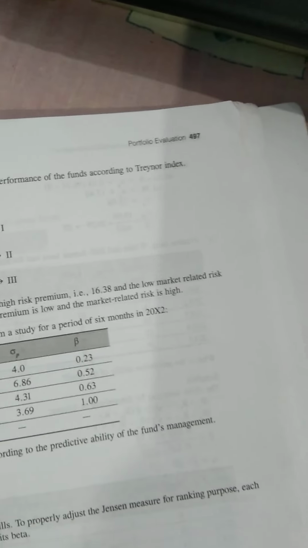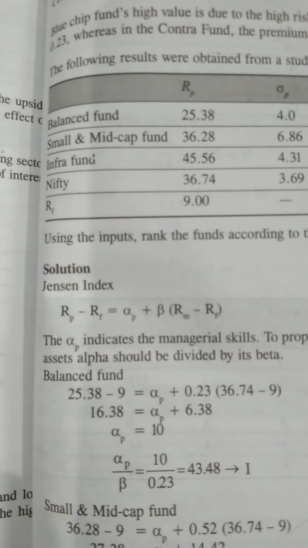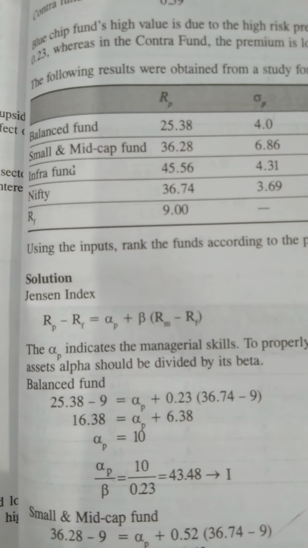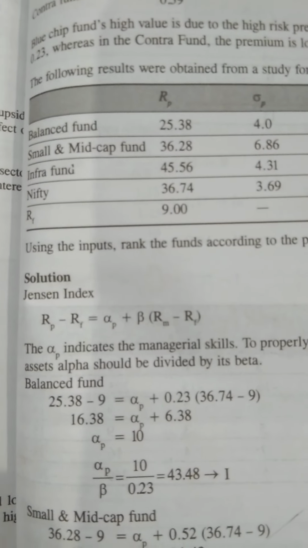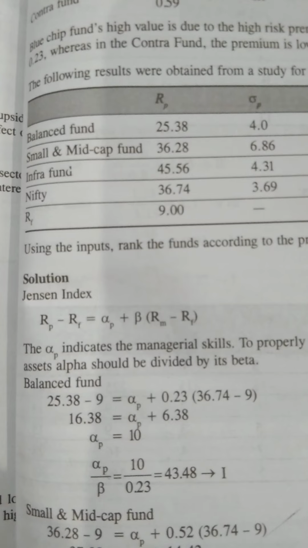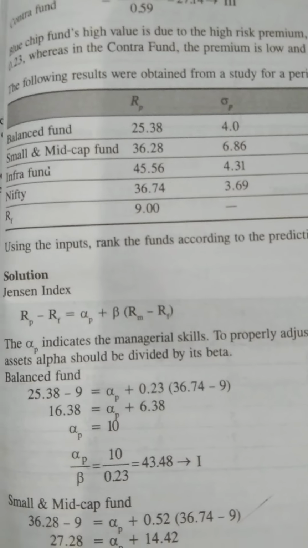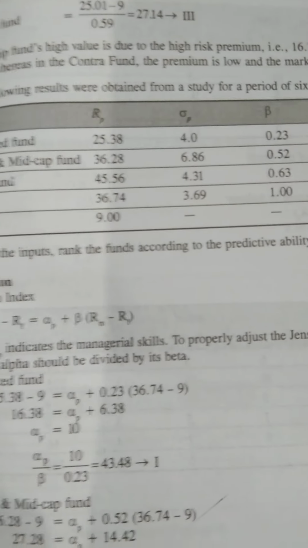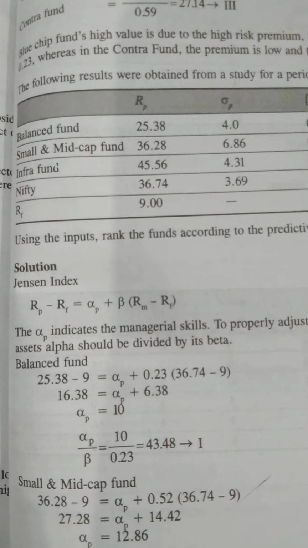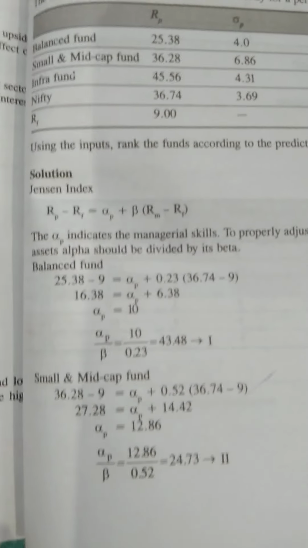Now we move on to the next one. The following results are given: Balance fund, sigma p, and beta are also given, and there are 3 funds: Balance fund, Small and Mid Cap fund and Infra fund. The Nifty value is given and Rf is given. A very important thing here is that Nifty is given. Once Nifty is given, that will be your Rm, because Nifty indicates the return from the Nifty itself. Now they have applied the Jensen formula.